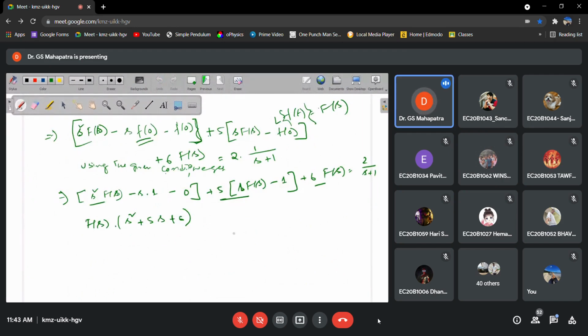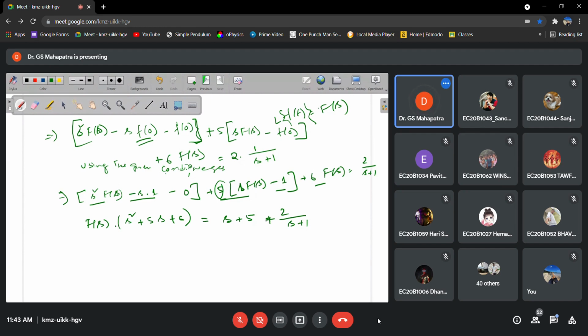Okay, now we are segregating the coefficient of f of s and the rest part. So the rest part, minus s. If we take it to the right hand side, here it is 5 into minus 1, so minus 5, so plus 5, and plus 2 into s plus 1. Anybody having any doubt?